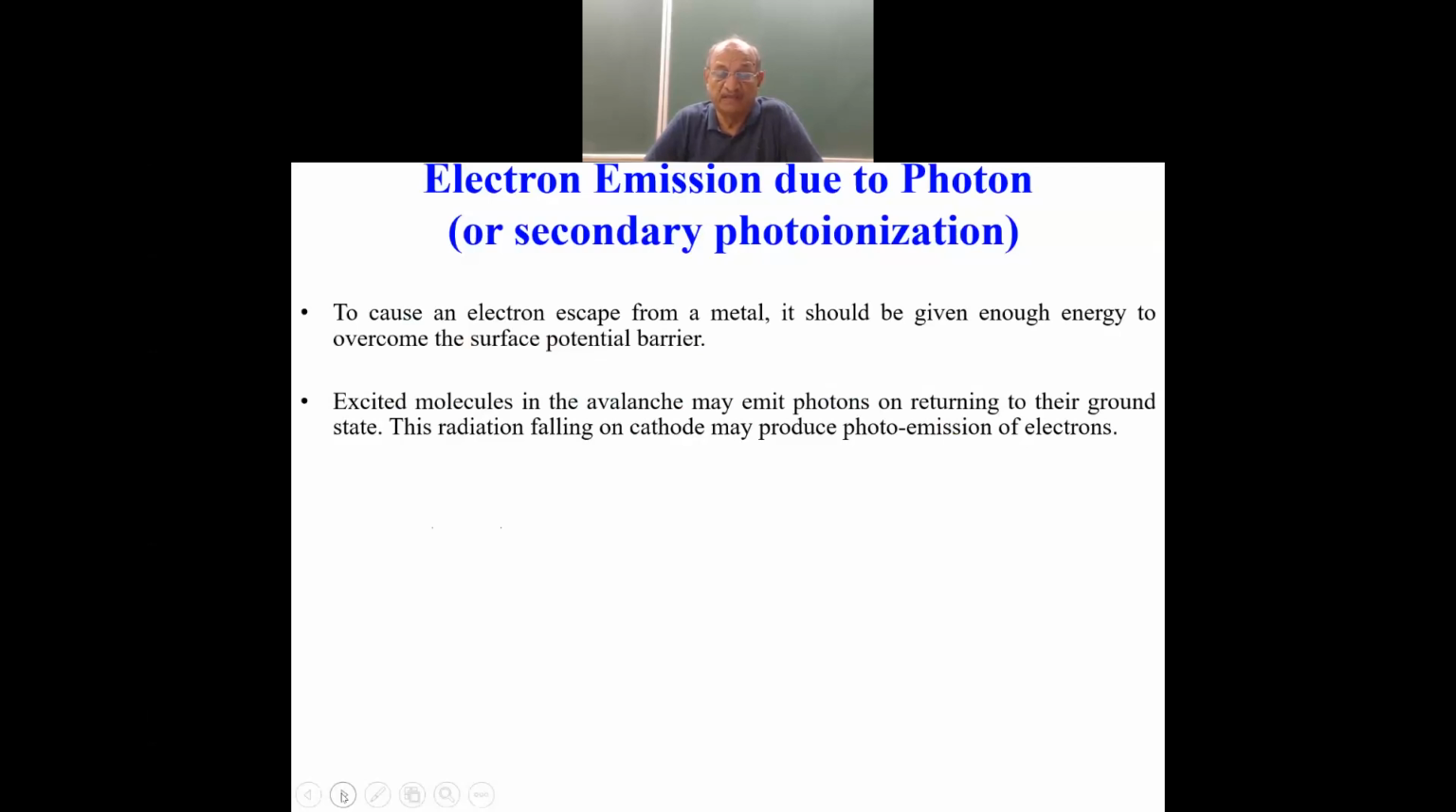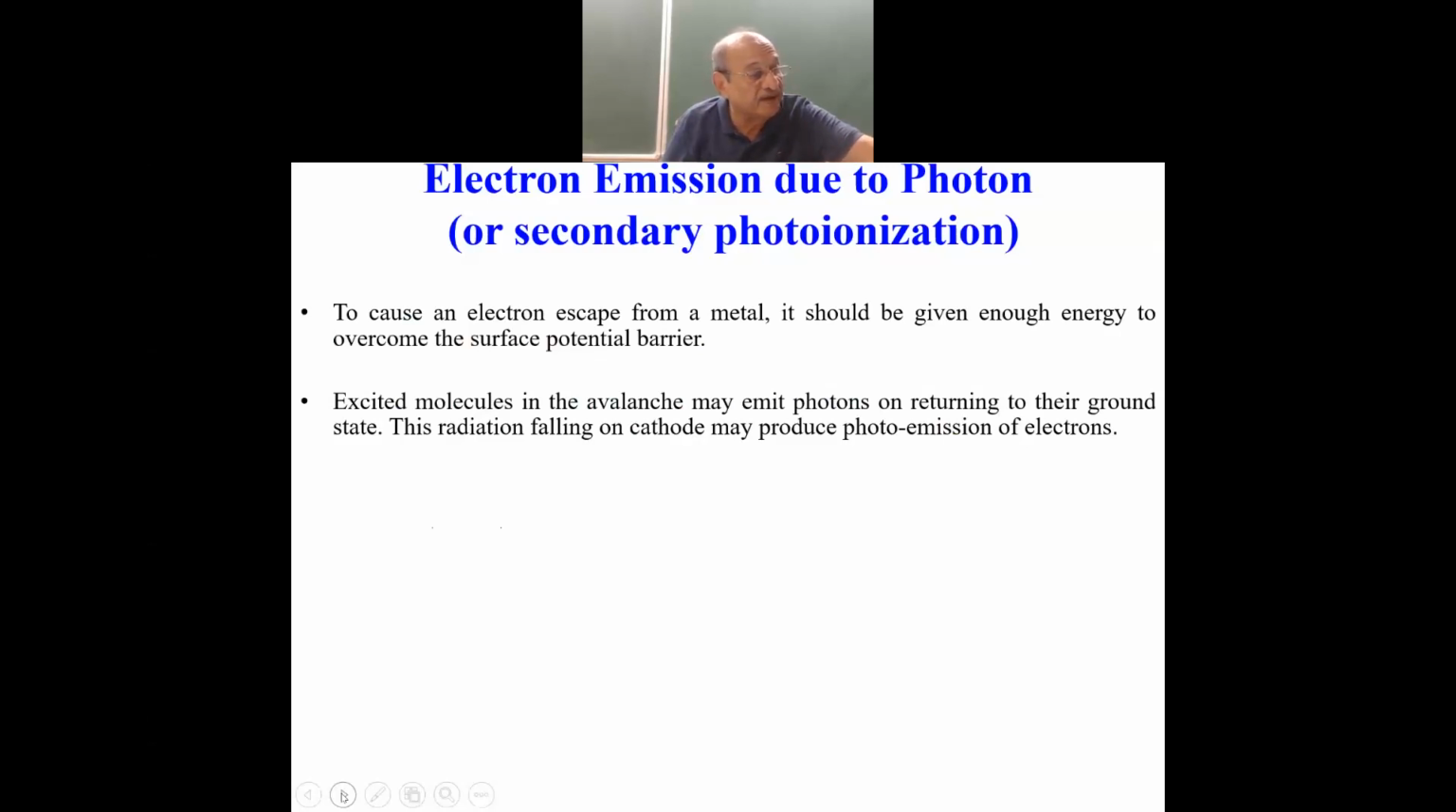Excited molecules in the avalanche may emit photons on returning to their ground state. These excited molecules are the metastables, and they may emit photons on returning to their ground state energy level. This radiation falling on the cathode may produce photoemission of electrons.